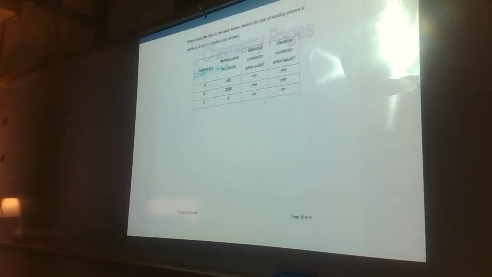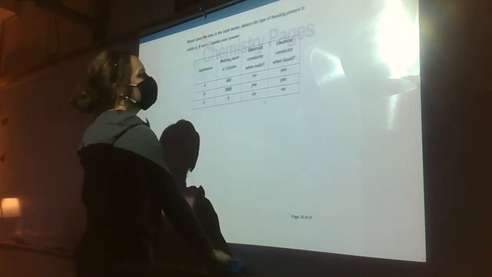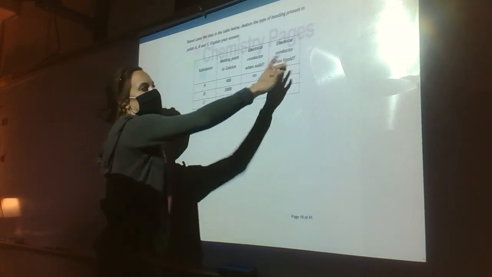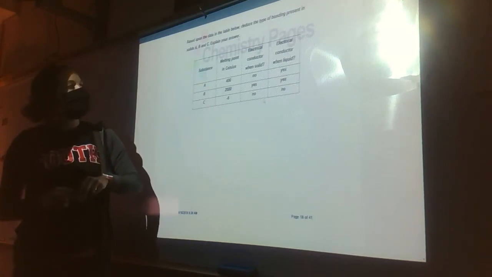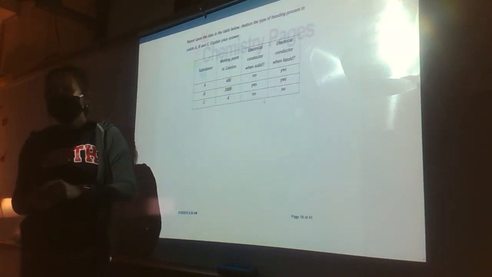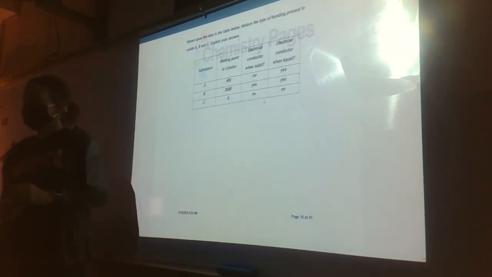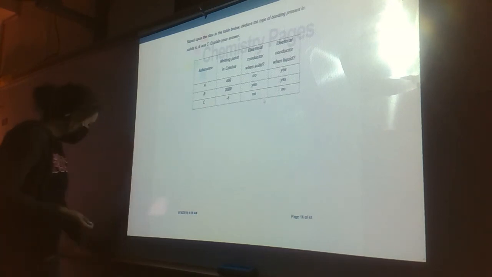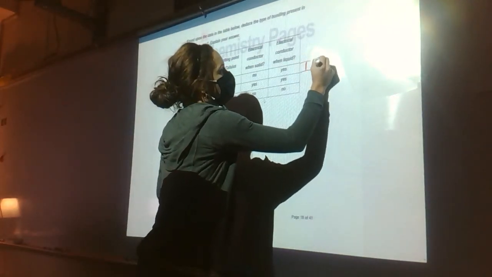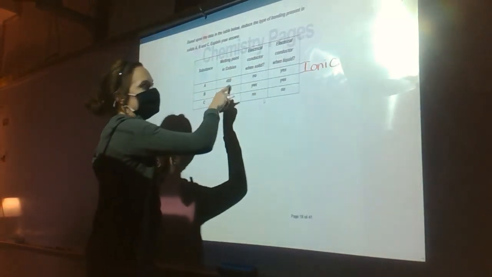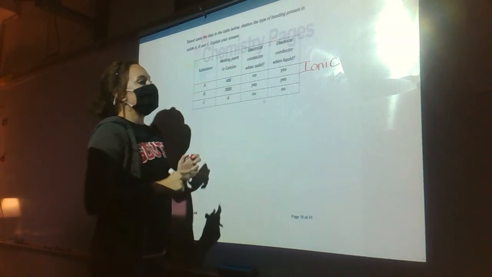Okay, so this is some substances A, B, and C. It gives us their melting point. Do they conduct electricity when solid? Do they conduct electricity when liquid? Substance A has a melting point of 400, does not conduct electricity when it's solid, but it does conduct electricity when it's liquid. What could it be? It's ionic. Ionic compounds have fairly high melting points. They do not conduct electricity whenever they're solid because those ions can't move, but once they're molten, they can.